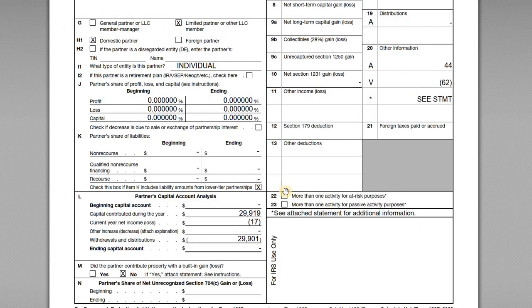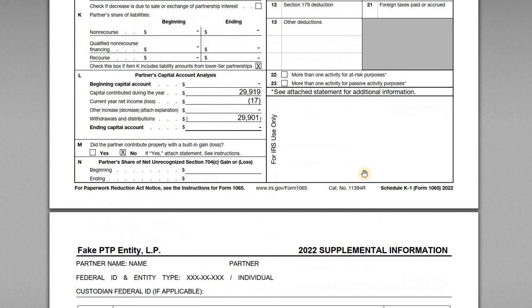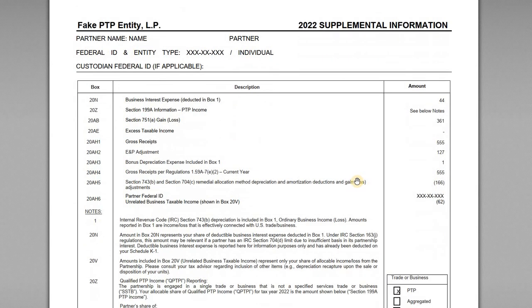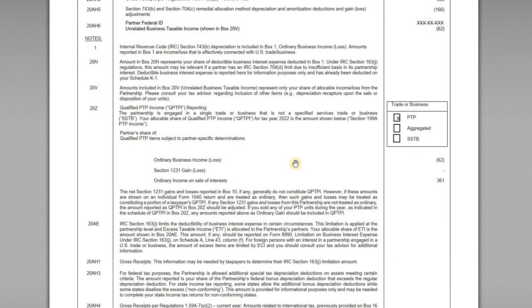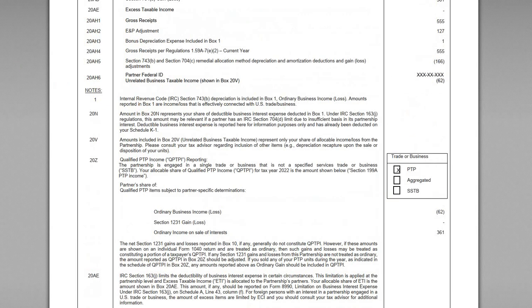So let's look at the K1 again in more detail here. So he's got all of these items here that he's entered on his return. And then if we scroll down to the supplemental information, so that's always in box 20Z, where we have this 199A information on the PTP income. So in this sample K1, we can see down here in 20Z that the ordinary income or loss, that is qualified PTP income, is minus 62. And then there's the $361 ordinary income on the sale of the units, and that's the $751 gain that John had on the sale of the partnership interest.